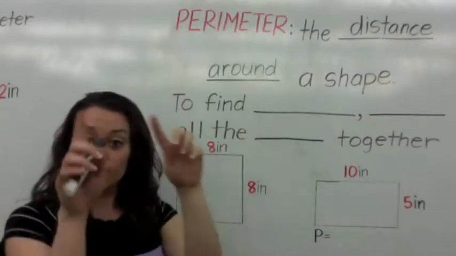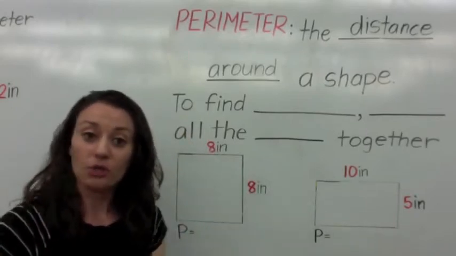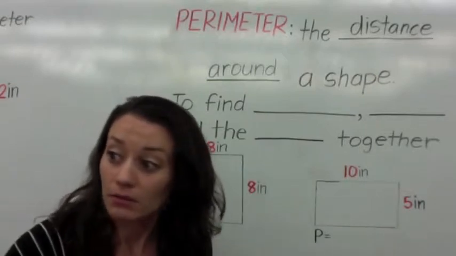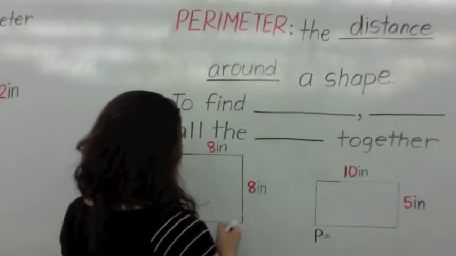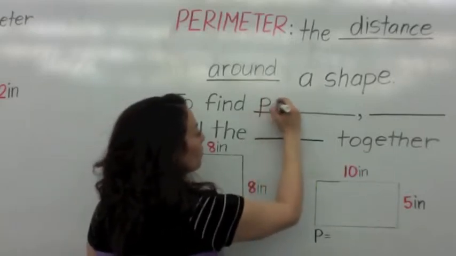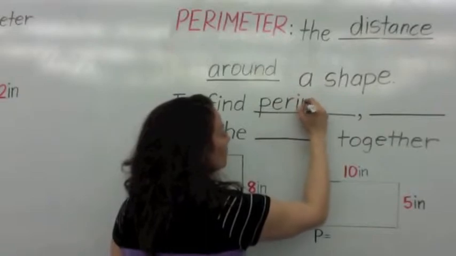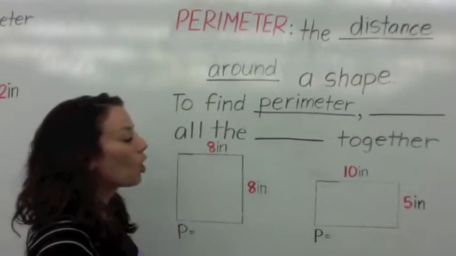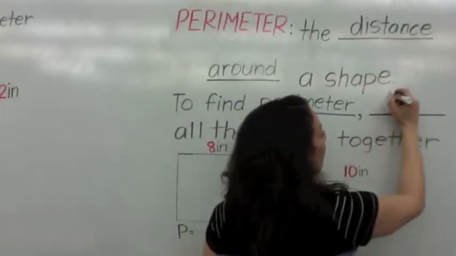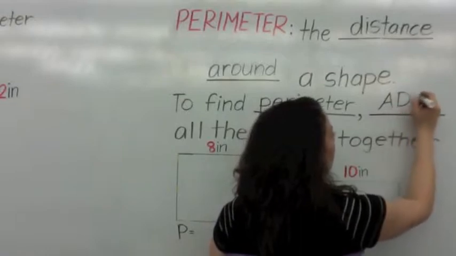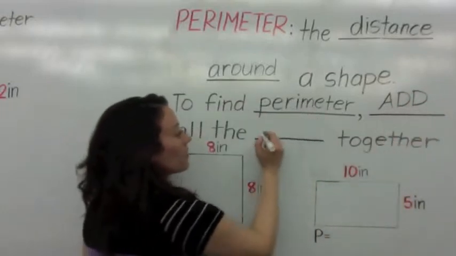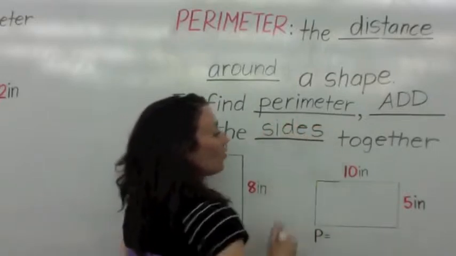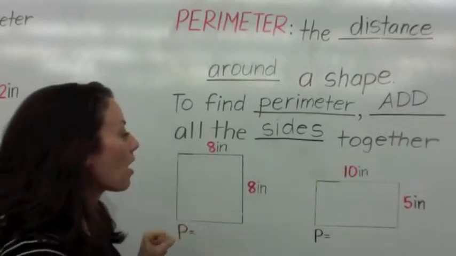But once you measure all the sides, how do you find the perimeter? What do you have to do to all of the sides? You have to add them together, okay? So to find perimeter, you have to add all of the sides together.